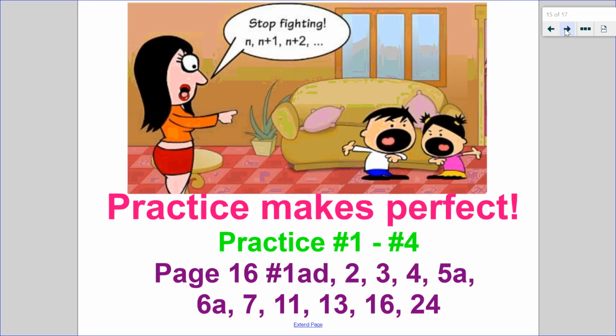Okay, so that's the end of our lesson. I thought this was a really cute joke. You know how moms, when kids are fighting, they always say that they're going to count to 3. Well, this is a math mom, and she says that you need to stop fighting in n plus 1, n plus 2, arithmetic sequence, get it?